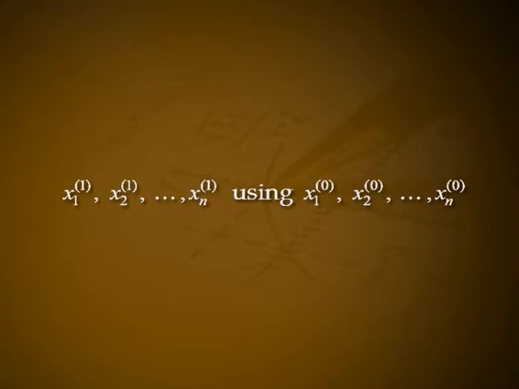Suppose we start with x10, x20, etc., xn0 as initial values to the variables x1, x2, etc., xn, then we can find better approximations to x1, x2, etc., xn using Jacobi's iterative method. Jacobi's iteration method, also called the method of simultaneous displacements, is as follows. Step 1. Determination of first approximation x11, x21, etc., xn1 using x10, x20, etc., xn0.